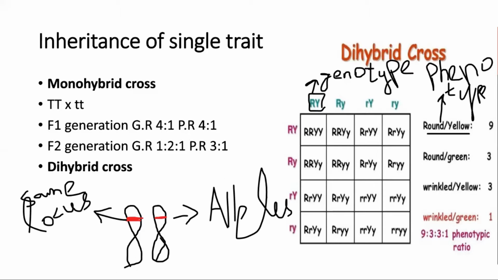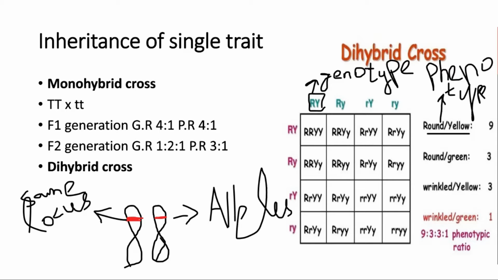Now, what is genotype? Genotype is the genetic complement. And what is phenotype? Phenotype is the appearance of that genetic complement. This RY you can see is the genotype, and this, the appearance of the genotype, the round and yellow, is the phenotype. Now let us look at the inheritance of single trait and the Mendelian laws.